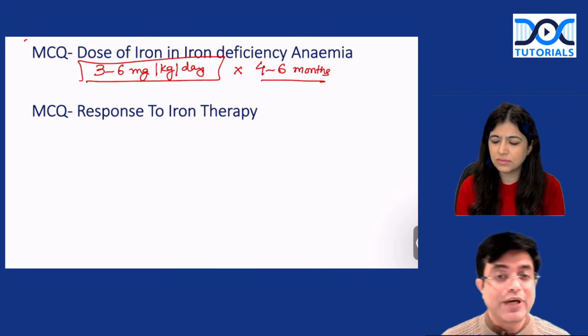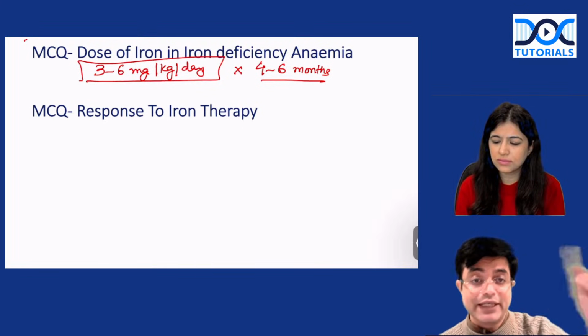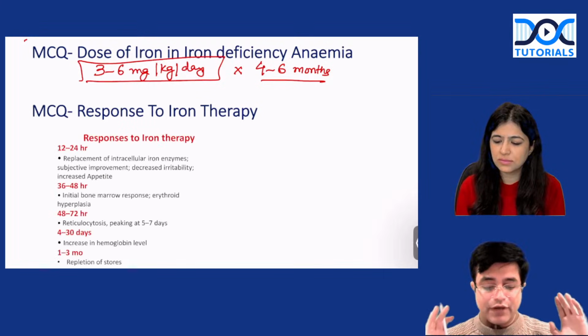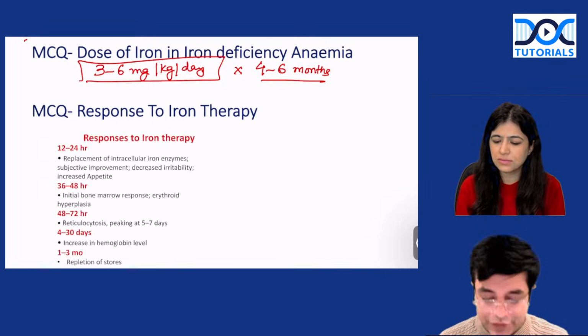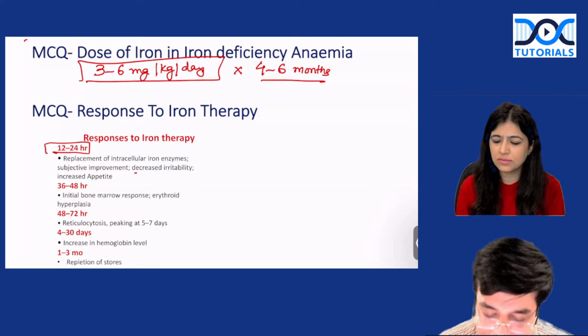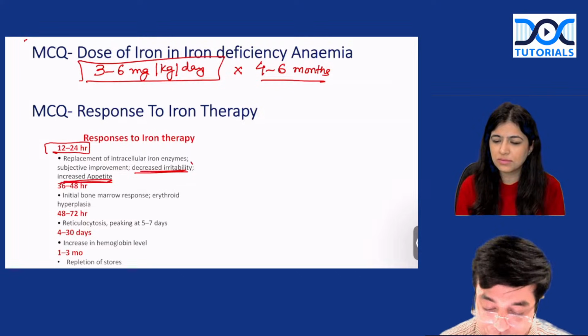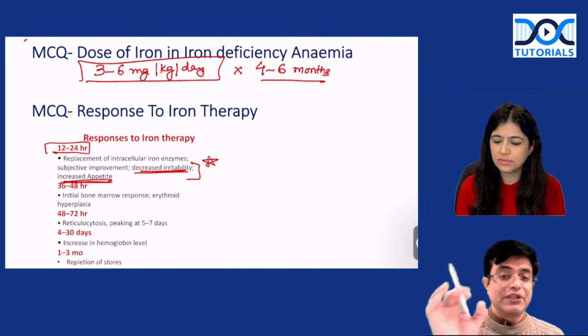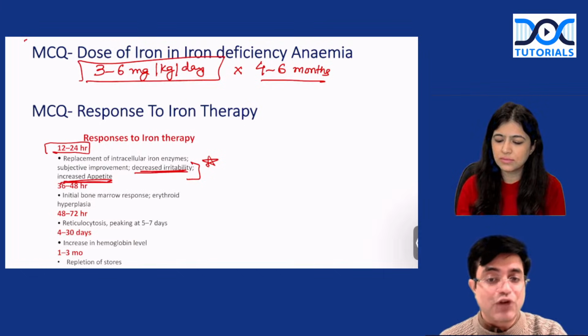Second is response to iron therapy. INI-CET MCQ, identify the incorrect statement. When you start iron therapy in the patient, within first 24 hours, there is decreased irritability, increased appetite. So very, very important. Indirect MCQs asked in the exam. Between 36 to 48 hours, bone marrow response comes in.